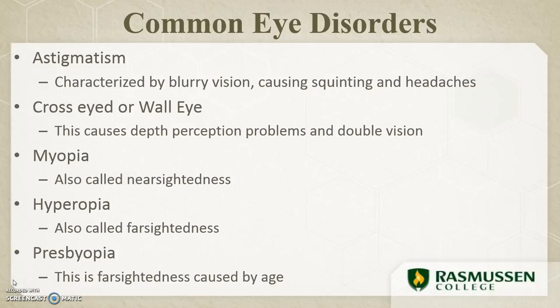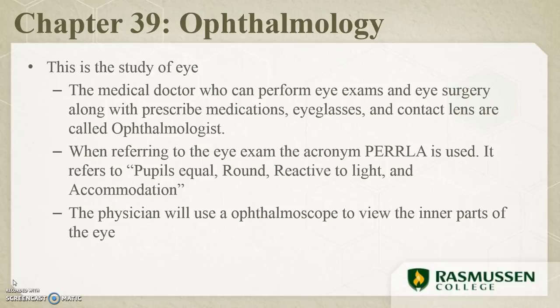We're now going to move on to Chapter 39. Now this chapter will discuss the study and the care of the eye. We also know that the study of the eye is called ophthalmology. So the branch of medicine that deals with the structure, function, and diseases of the eye obviously is called ophthalmology. And an ophthalmologist is a medical doctor who can perform exams and surgery, but they can also prescribe medications, glasses, or contacts.